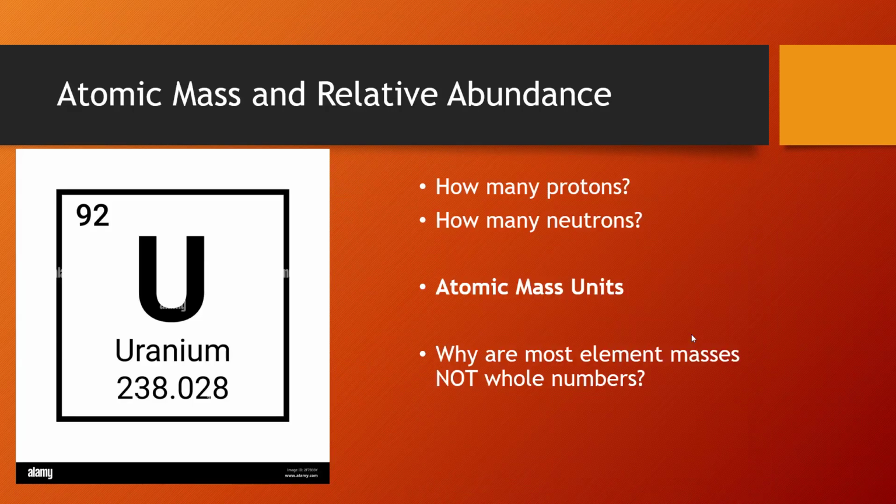So atomic mass is something we're going to be looking at in terms of atomic mass units. So uranium here has 238.028. Okay, how many protons does it have? Okay, that's easy, 92. How many neutrons? Okay, that's easy, 238.028 minus 92. Wait a sec. It's going to be a decimal thing. It's not a whole number.